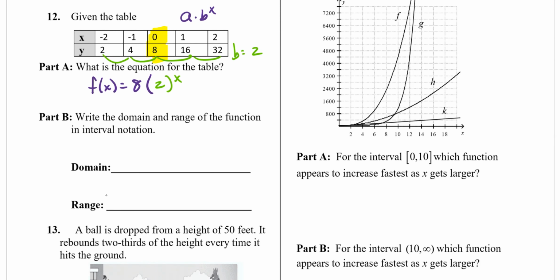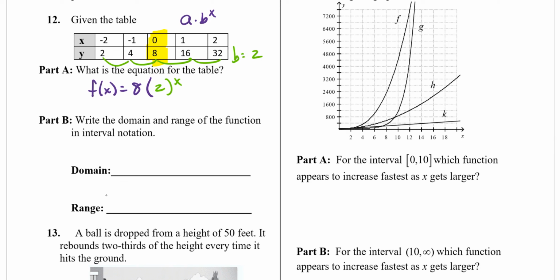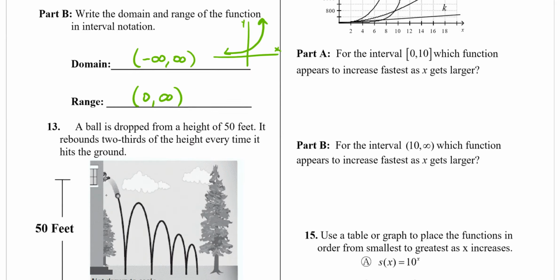Write the domain and the range of the function. So the domain, it's an exponential function, so it's negative infinity to infinity. My range, my graph is going to be its growth. It's going to look like that. So it's going to look just like that graph right there. If we actually graph it on a calculator, we're going to get that it goes from 0 to infinity.